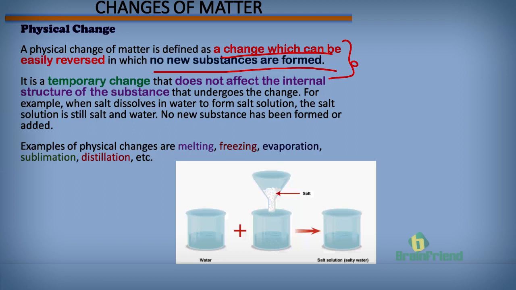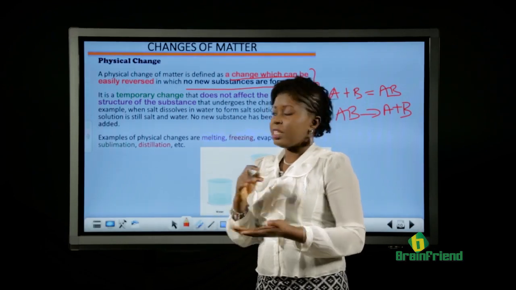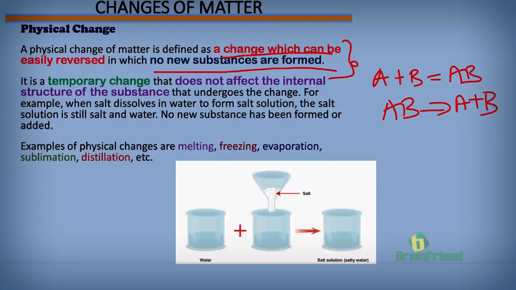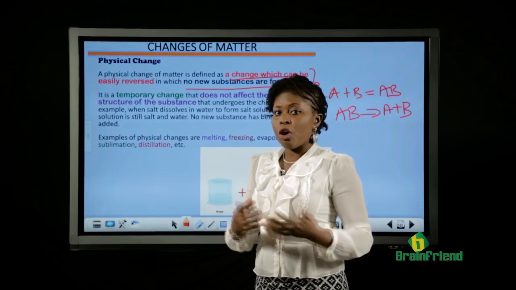So these two are the criteria for knowing what a physical change of matter is. The first thing is that what? It can be reversed. So if A and B come together to form AB, all right, this AB should be able to form back A and B. If it is not able to do that, it is not a physical change. But if it is able to be reversed, then it's a physical change. Another criterion is that what? No new substances should be formed at the end of a physical change. It will still be the substances that formed that product.